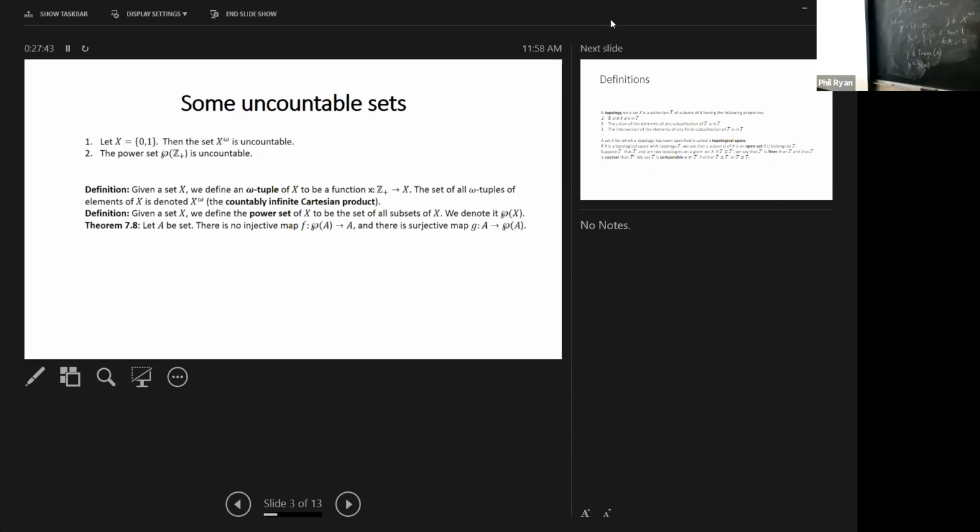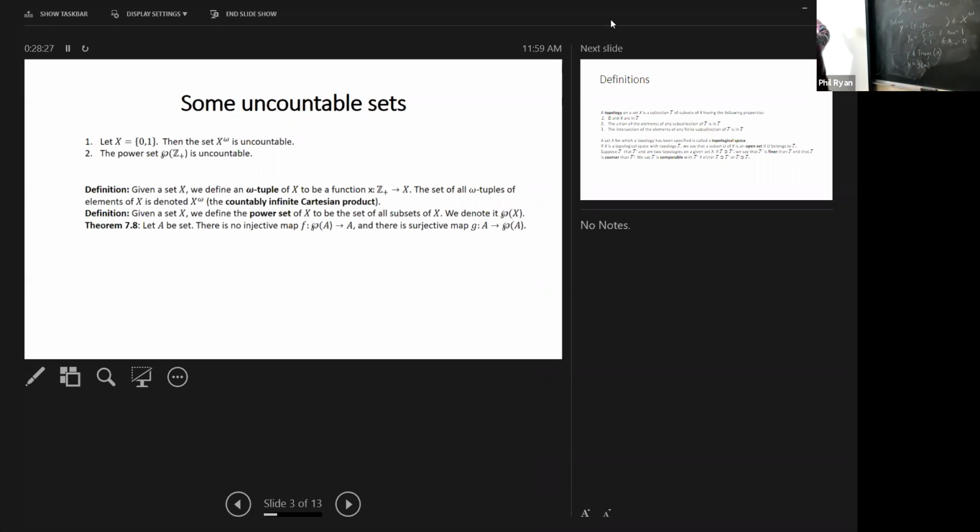That follows from the following theorem: let A be any set, there is no injective map... Did I forget to put a "no" in there? I believe that's a mistake, isn't it? It should be no. It should be no. Okay. And there is no surjective map from a set to its power set.